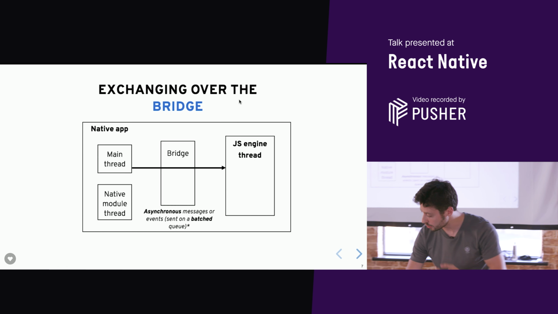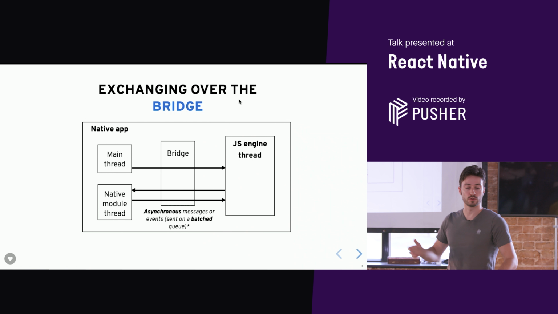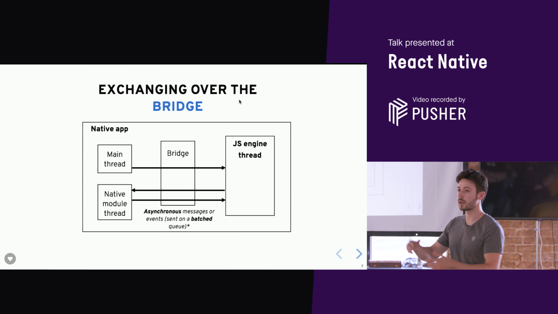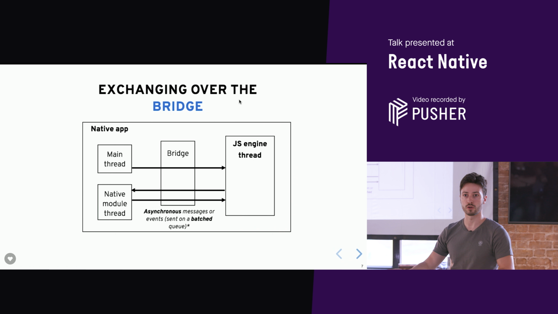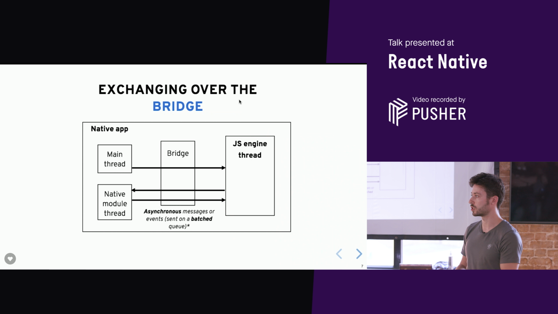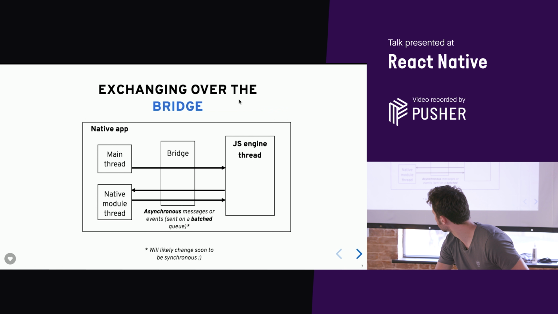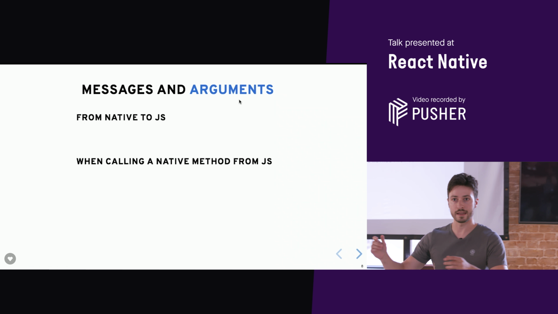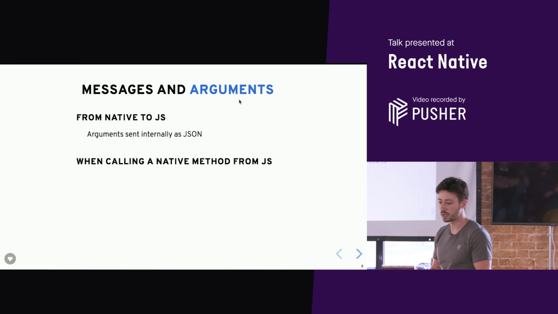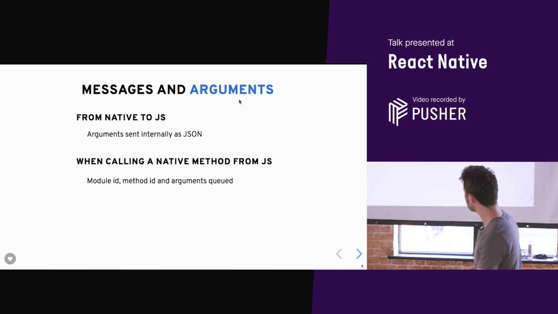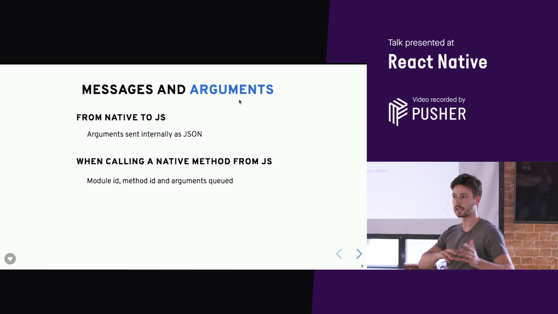It's the same thing happening when you're dealing with a native module, meaning that on the JavaScript part, you can call a function which will be serialized as JSON and sent over the bridge. And when your native module wants to call an event or a callback back to the JavaScript engine, it's the same thing happening, but in the other way. If you want, we can take a look at the way arguments are sent. When you're going from the native part to JavaScript, arguments are sent as JSON, as I said, and when it's the other way, you have the module ID, the method ID, and the arguments that are also sent over the bridge.